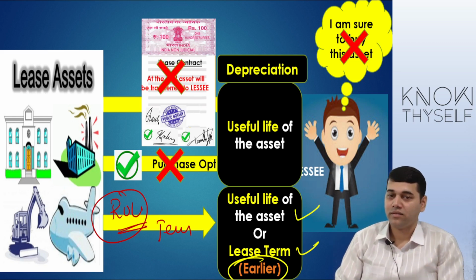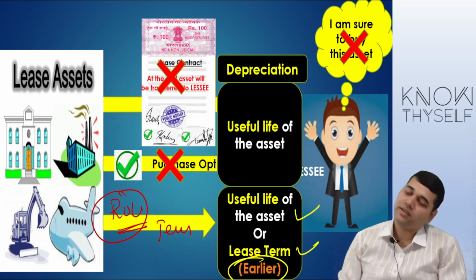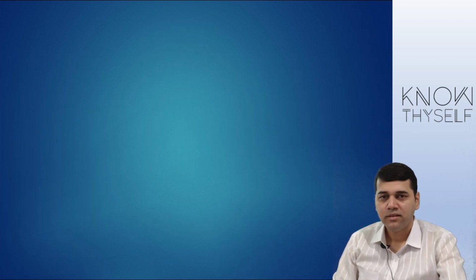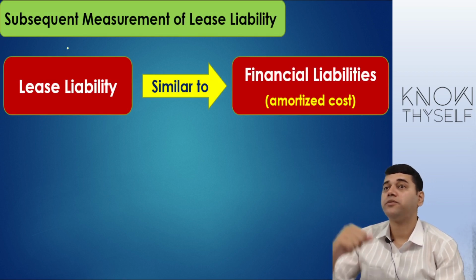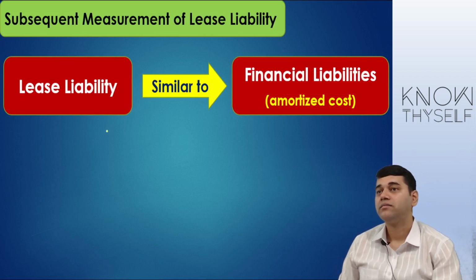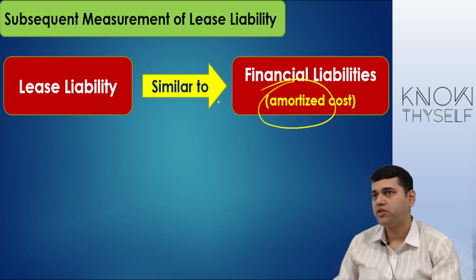In this case, when the useful life of the asset is less than the lease term, after 8 years, the ROU asset will be written off. Liability will continue. Yes, yes. Makes sense, no? Okay, so how do you measure subsequently lease liability? Amortize. So lease liability is just similar to your financial liability, which you have to amortize.